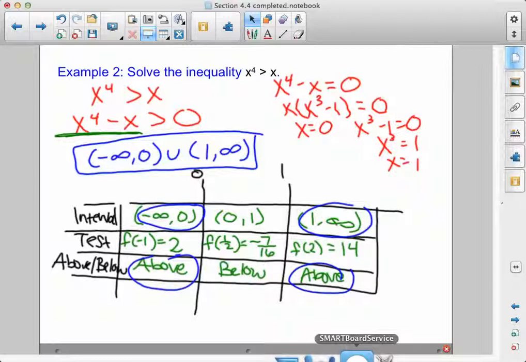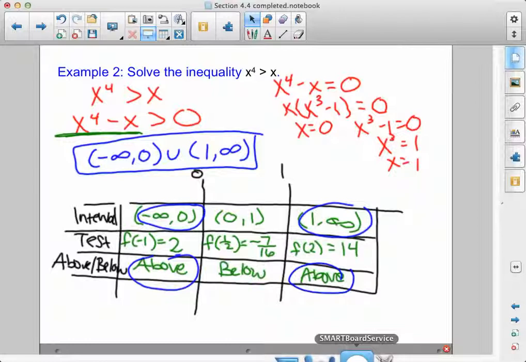You can see in the test row in my table, I then chose a value in each interval to plug into the function x to the fourth minus x. Determine whether the y value is positive or negative, which indicated whether the interval of x values were above or below the x-axis.